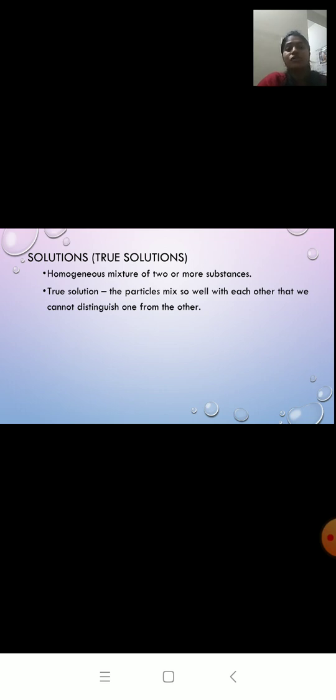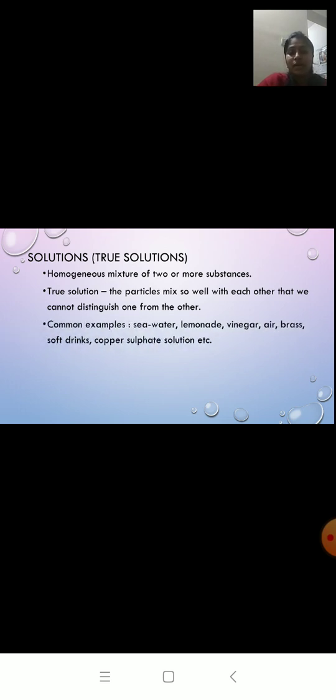Say if I have sugar solution, so for that I will take sugar and water. Sugar and water mix so well with each other that we cannot distinguish sugar from water. So solutions are also called true solutions. Some of the common examples of solution are seawater, lemonade, vinegar, air, brass, soft drinks, copper sulfate solution, etc.